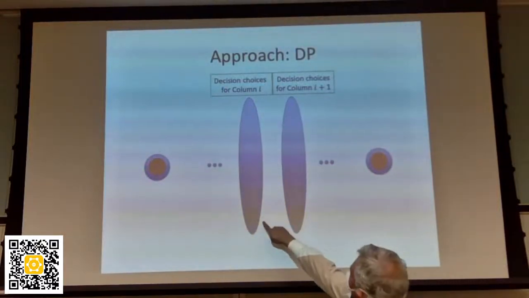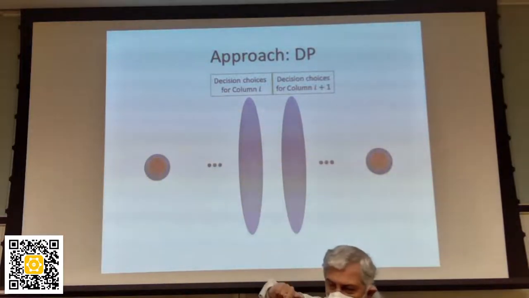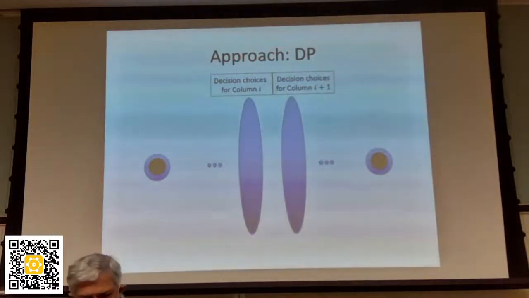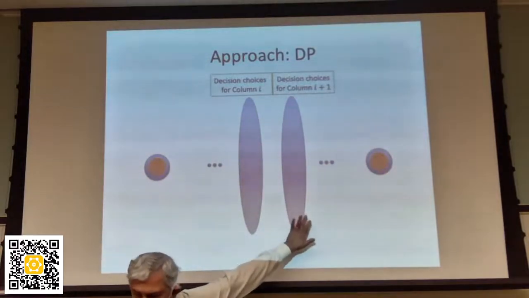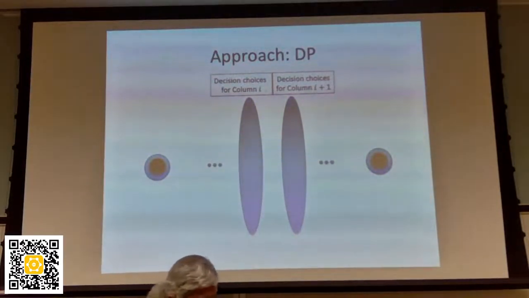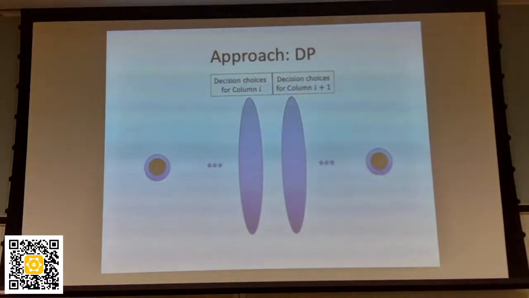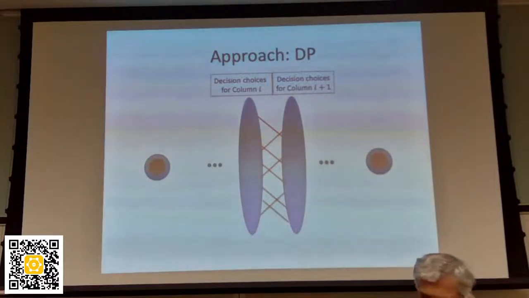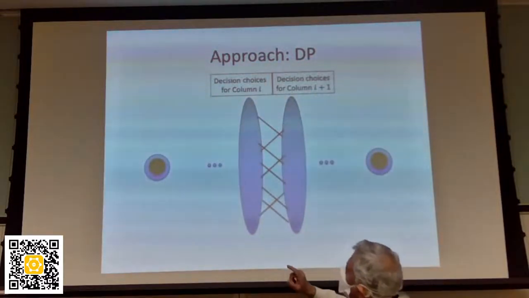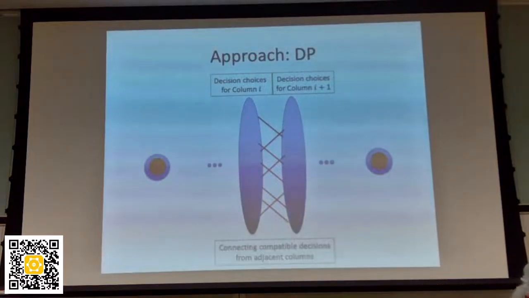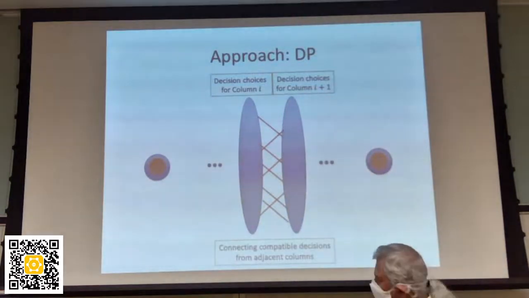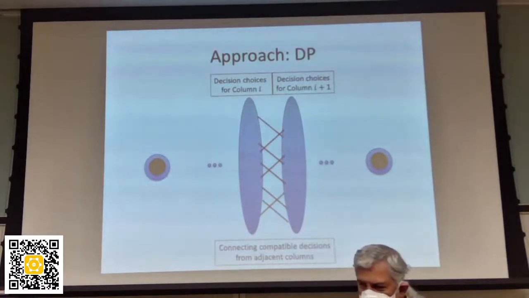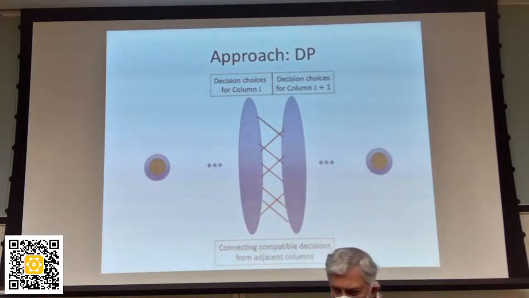This, as I said before, consists of vertices, one vertex for every decision choice for column i. The same thing is for column i plus 1, right? And then I'm going to throw in some edges between them. The edges are going to represent things that are compatible. So I'm going to connect a choice here and a choice here if they are compatible. Now, what does that mean?